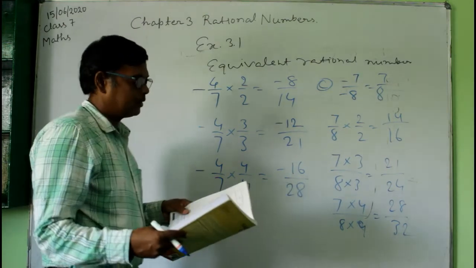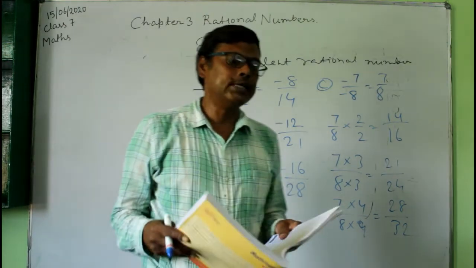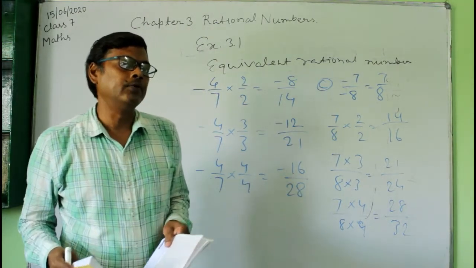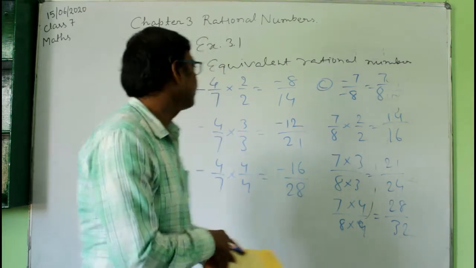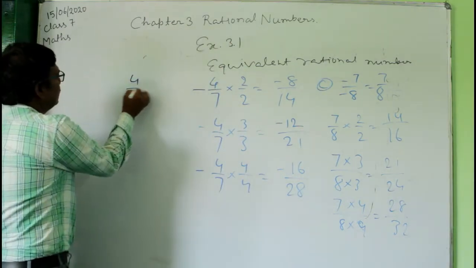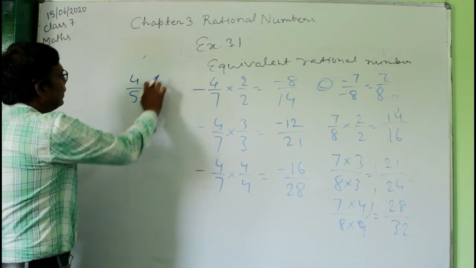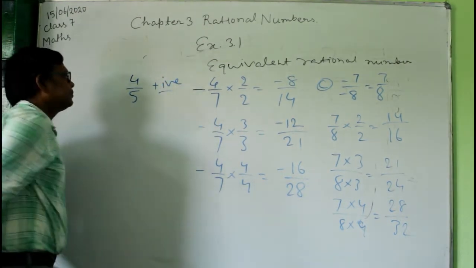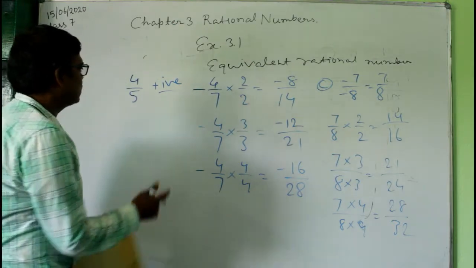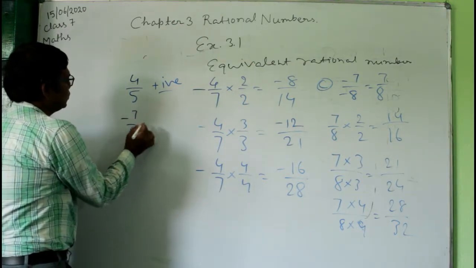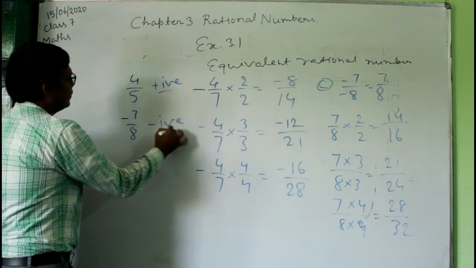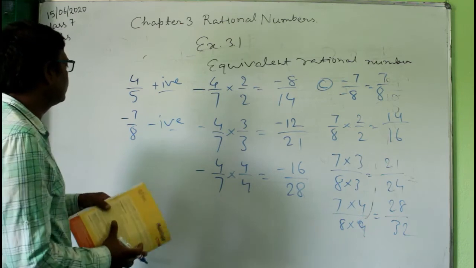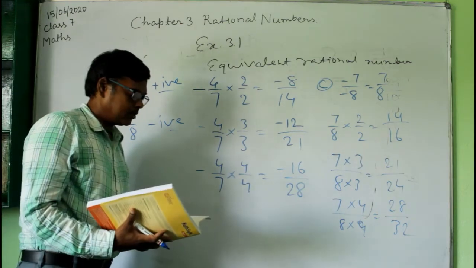So the first number, see in your book, question number 4, and in question 4a you have the number 4 by 5. So this 4 by 5 is positive because the numerator and denominator both are positive. So this is a positive rational number. The next is minus 7 by 8. So this is a negative rational number because here the numerator is negative and the denominator is positive. So this will be a negative rational number.